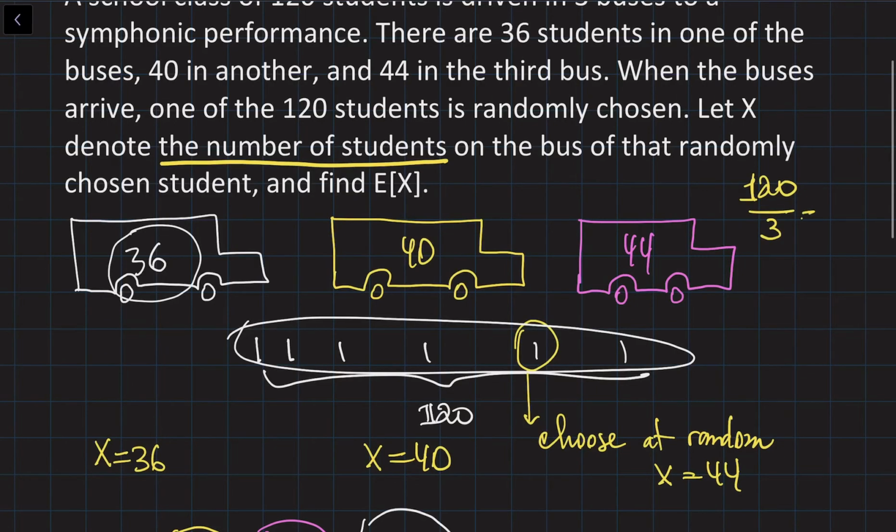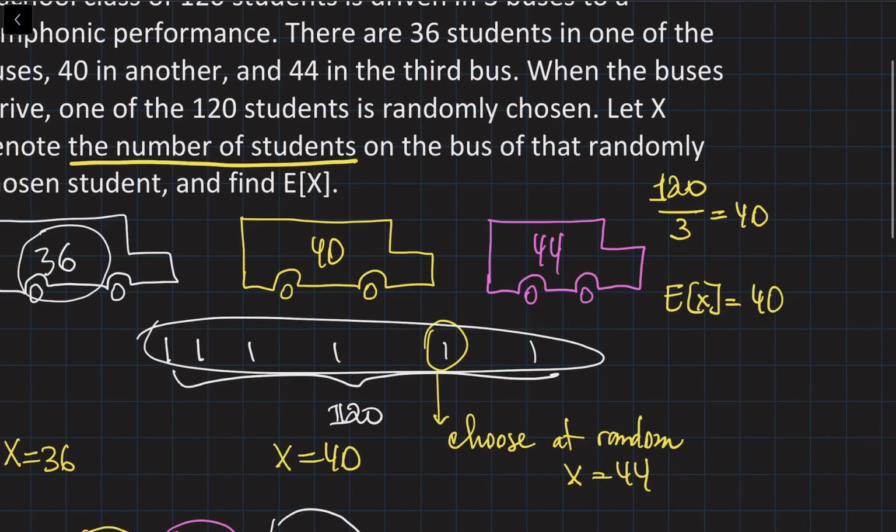So while the expected value of this random variable is more than 40, it is equal to 40.2667. This is happening because one of the buses has more than 40 students. That is why we're getting this average value.